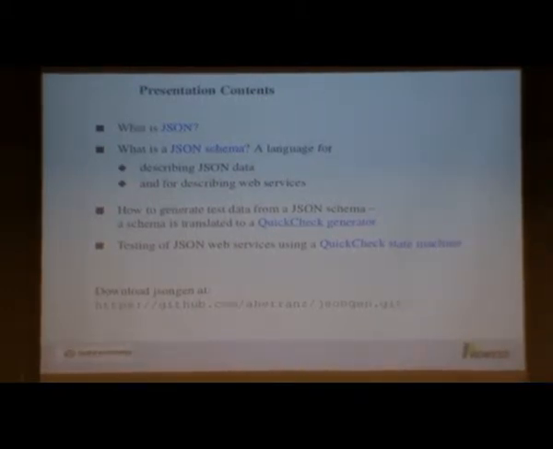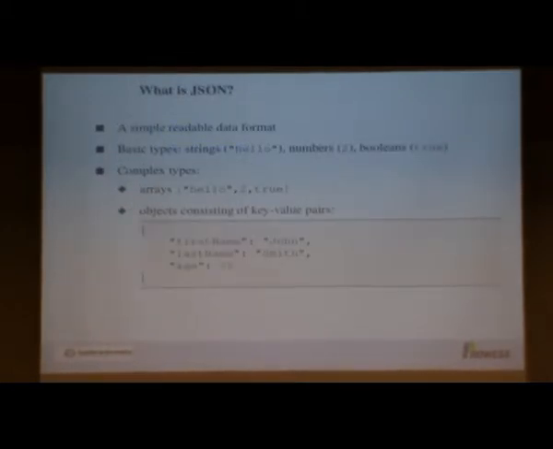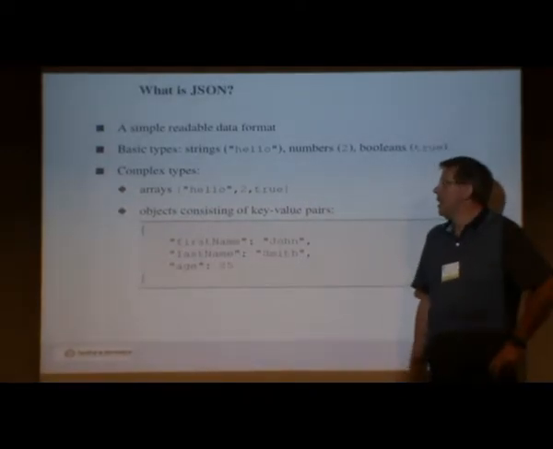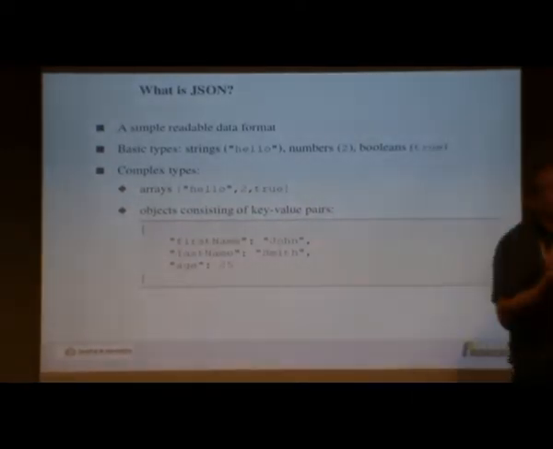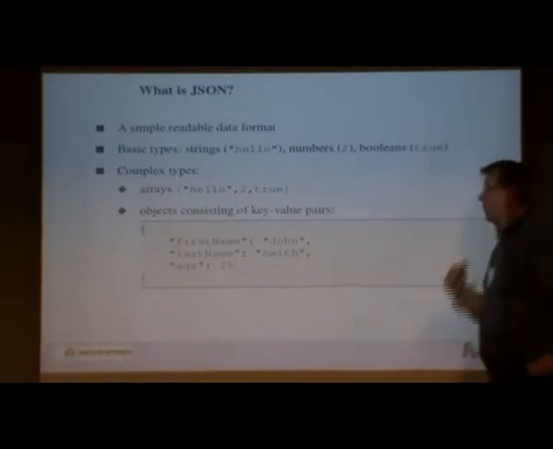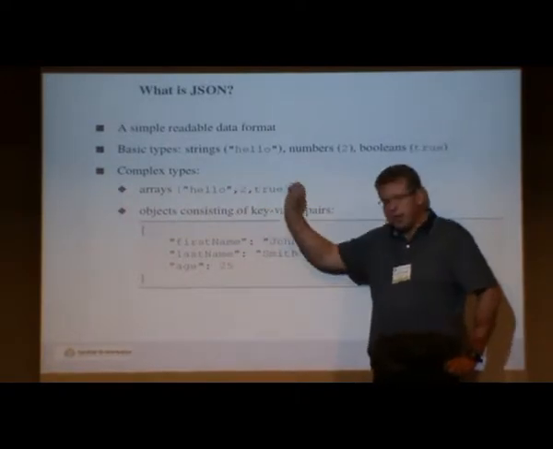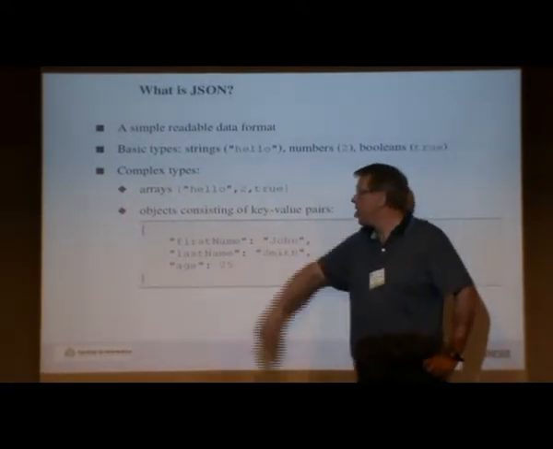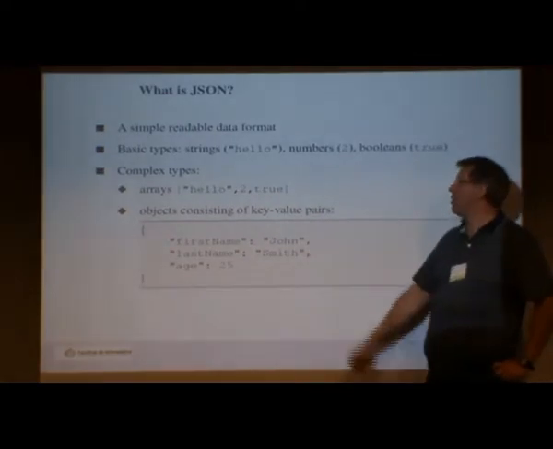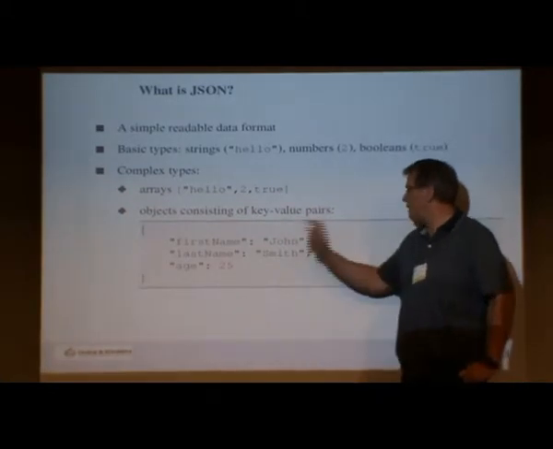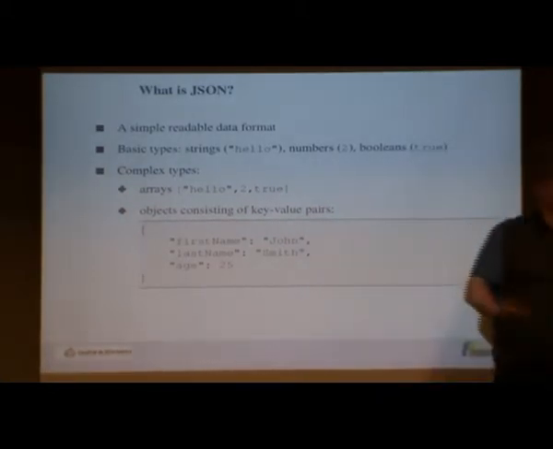Okay. So this is going to be pretty example-based, and you're going to see a lot of JSON and very little Erlang. I apologize for that. Okay. So what is JSON? Well, it's a very simple readable data format. You have basic types like integers, strings, whatever. And you have two complex types. There are arrays, which can contain JSON values of different types. And there are objects, which are basically just a collection of key value pairs. So here we have a key first name with a value John, etc. So they're very simple things. Okay?